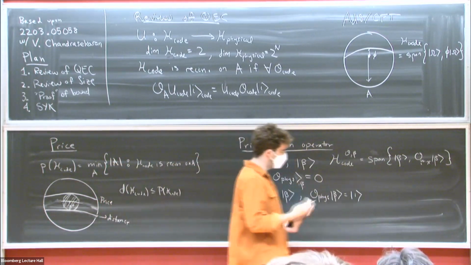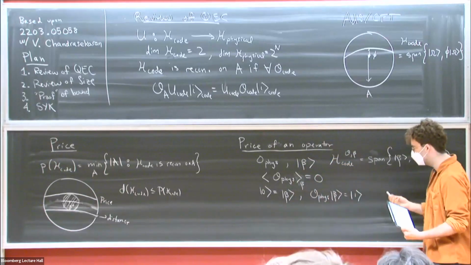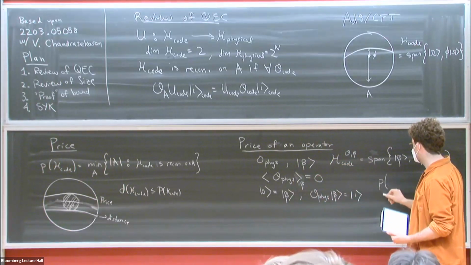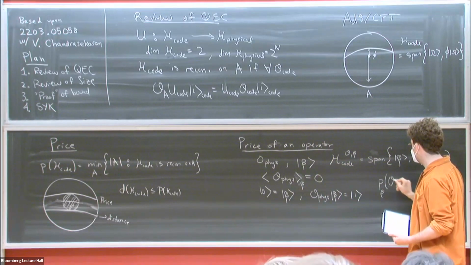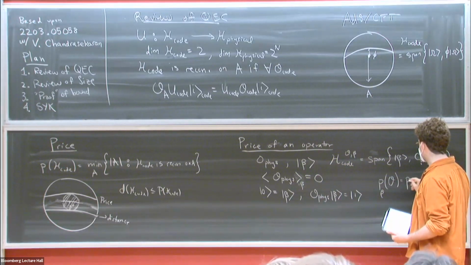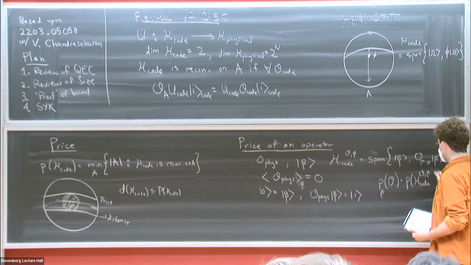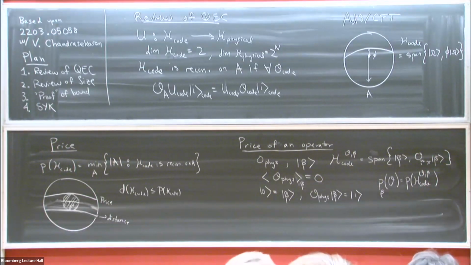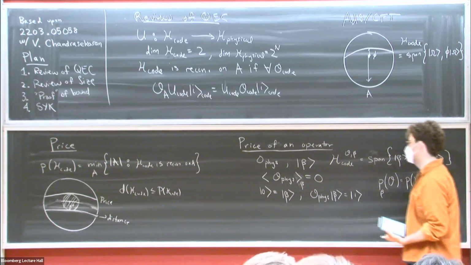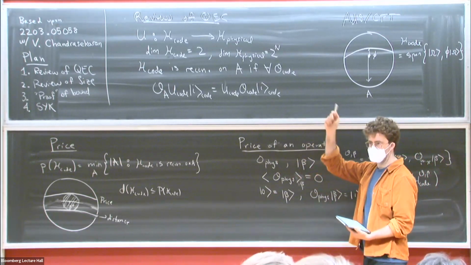And then I want to associate to this operator a price. I'm going to call P beta of O just the price of this code subspace. So it's really just how many qubits do I need to detect the action of this operator on the thermofield double. That's it.